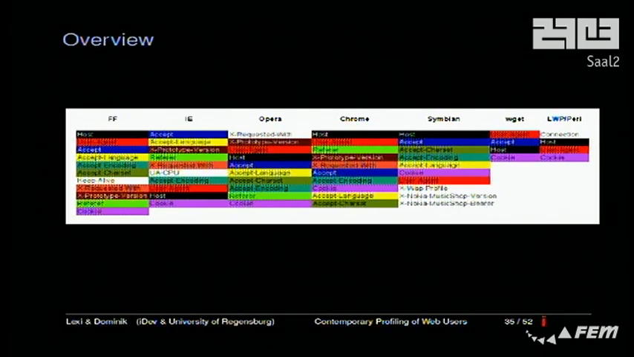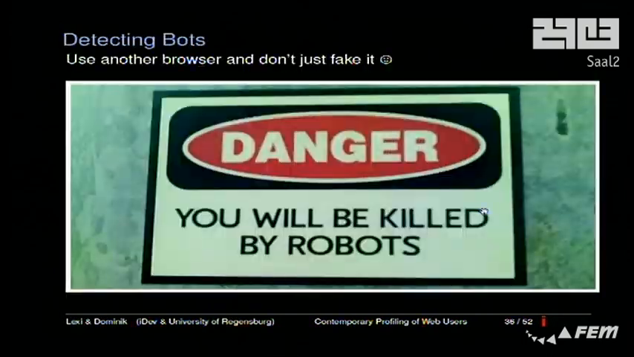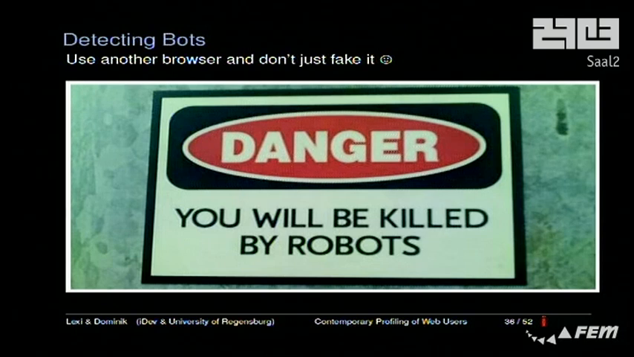If you spoof the user agent, thanks, goodbye. So basically what I wanted to say is that if you use another browser, be frank about it and don't try to fake it, because sooner or later we'll find out.